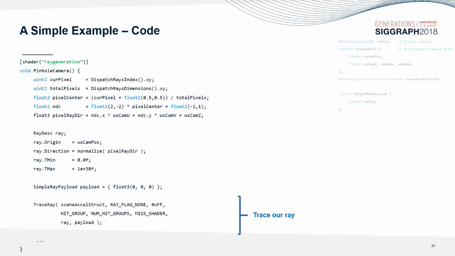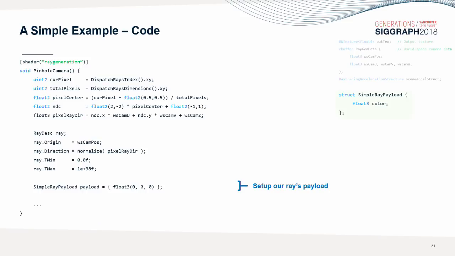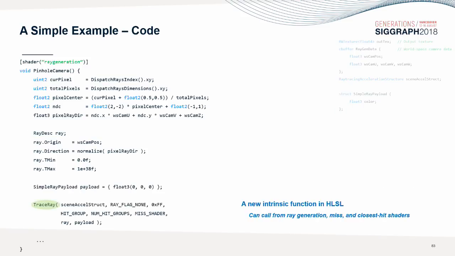Then I trace my ray. Now I'm going to step through this here. TraceRay is a new HLSL intrinsic. The first parameter here is the scene acceleration structure. Which acceleration structure are you tracing rays against? And this needs to be passed in from your host side code.